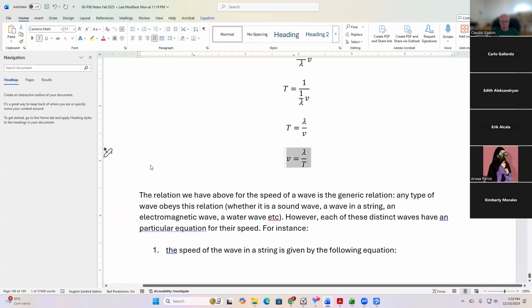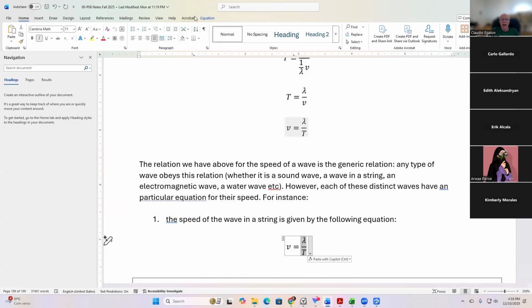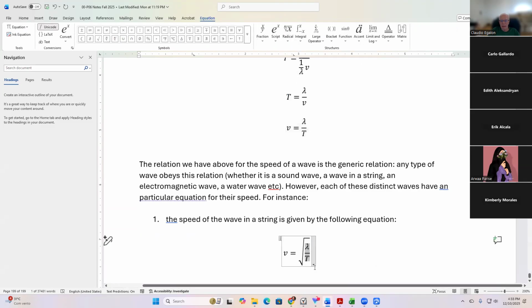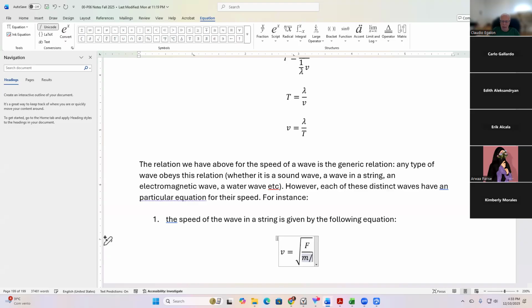Like that. It's going to be a square root. And what goes up here is going to be a force F. And this force has a name. This force is the tension in the string. And what goes downstairs here is going to be the mass per unit of length of the string.